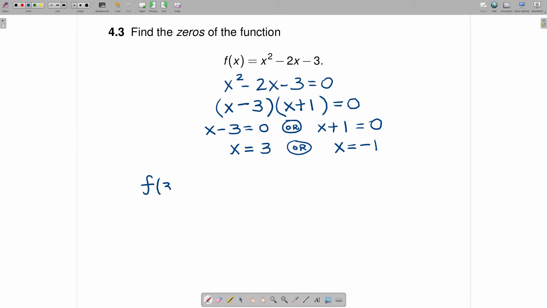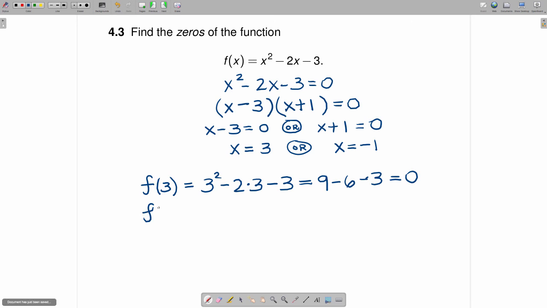If you want to double check and see if these are indeed zeros, you can actually take x equals 3 and compute f of 3. And when you do so, you get 3 squared minus 2 times 3 minus 3. 3 squared is equal to 9. 2 times 3 is equal to 6. And 9 minus 6 minus 3 is equal to 0. So it is indeed a 0.